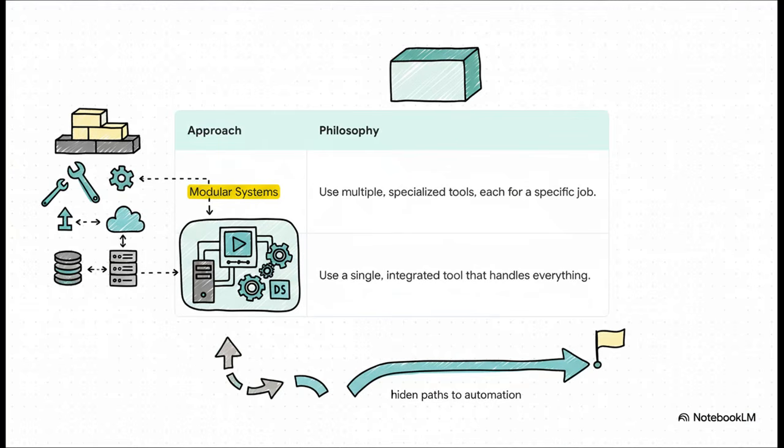And what this trend really highlights is a key philosophical divide. On one side, you have the modular approach, using lots of different specialized tools, where each one is the absolute best at its specific job. And on the other side, you have the unified framework, a single integrated tool that just handles everything, hiding all the complexity. Both sides are aiming for automation. They're just taking totally different paths to get there.